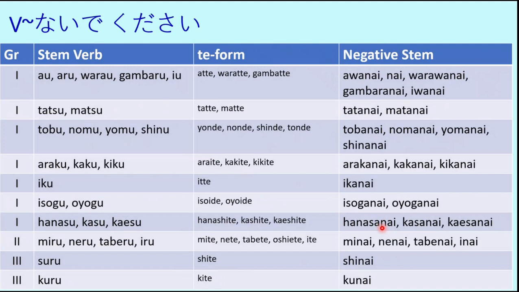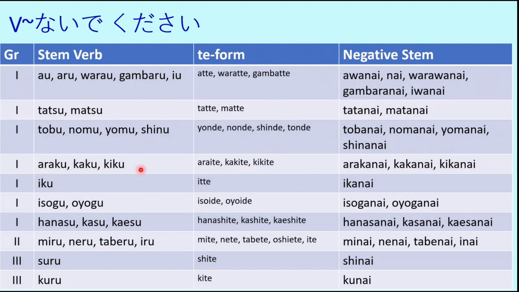So now if you want to say please do not do this, then how to do that? So for that we have the stem verb again, au, aru, warau, ganbaru, iu. Let's form the negative stem. So in a previous lesson we had also done the negative form of the stem verbs. So if you look into those rules, in that lesson, then you will find that au becomes awanai, aru becomes nai, warau becomes warawanai, ganbaru becomes ganbaranai, and iu becomes iwanai. So in this way, tatsu tatanai, matsu matanai, tobu, nomu, yomu, shinu becomes tobanai, nomanai, yomanai, shinanai.